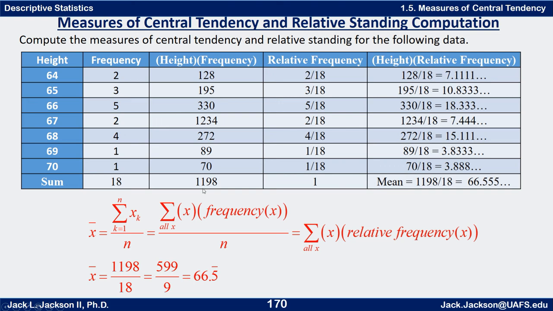So again, looking at the table here, what we could have done is just multiply this 64 times 2 to get 128, 65 times 3 to get 195, and so forth. Add those up to get the 1,198, divide by 18, and get that.